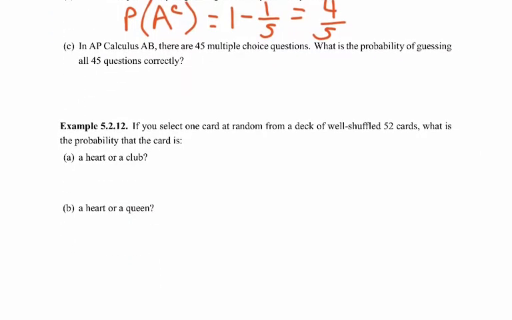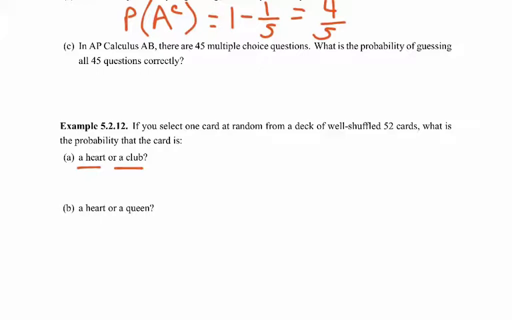If you were to select one card at random from a well-shuffled deck of 52 cards, what is the probability that the card is a heart or a club? So ask yourself, we see the word "or," is this mutually exclusive? How do we know? Can a card be both a heart and a club? And the answer is no.